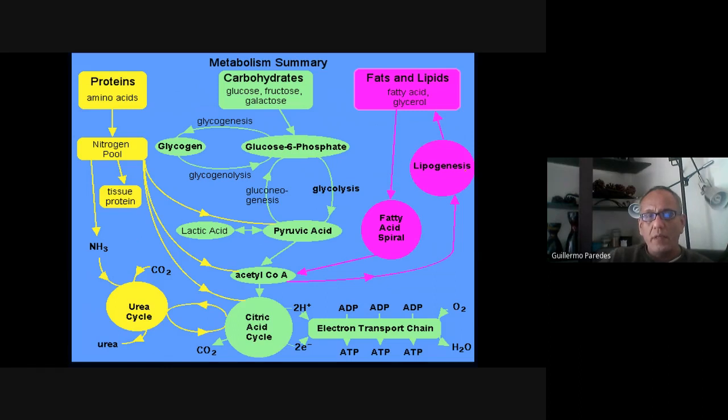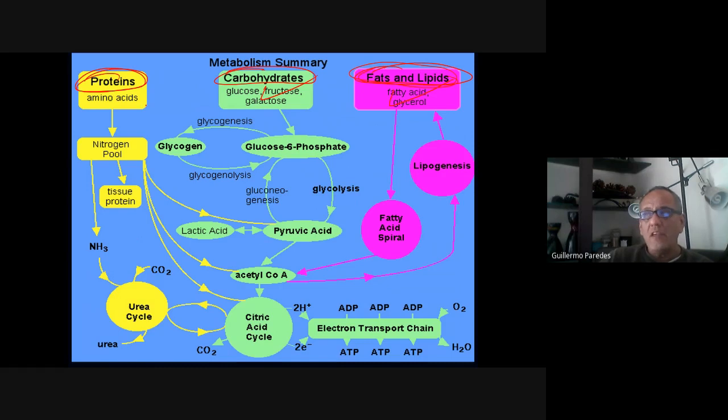So number one, we have the nutrients. On one side we have carbohydrates in green. We have the fats here in pink or red, whatever color you want to see, fat and lipid. And here we have the proteins. So carbohydrates are a source of energy. Fat and lipids are a source of energy as well, only when you no longer have carbohydrates, you're going to use fat and lipids.